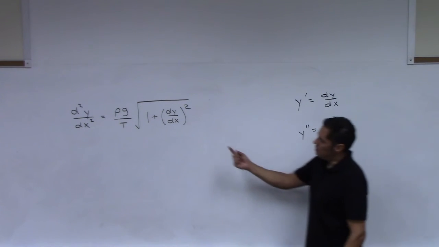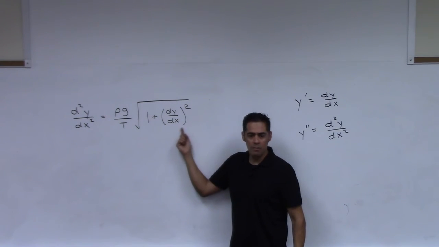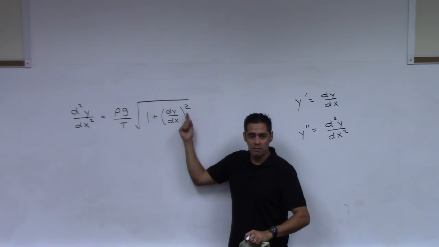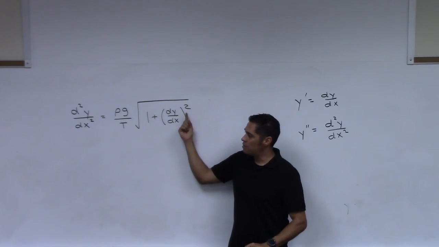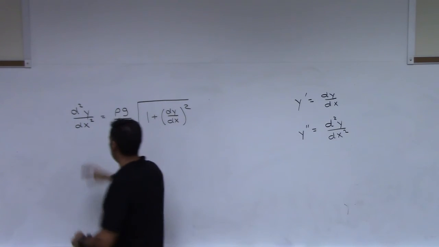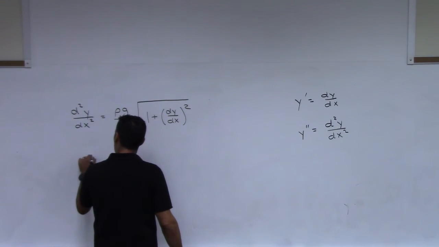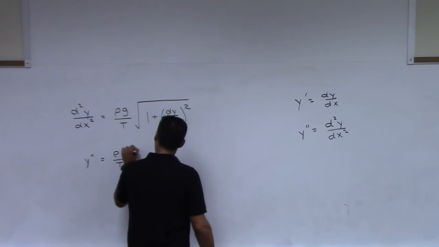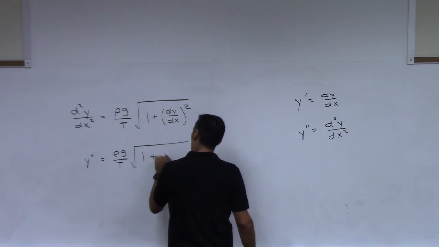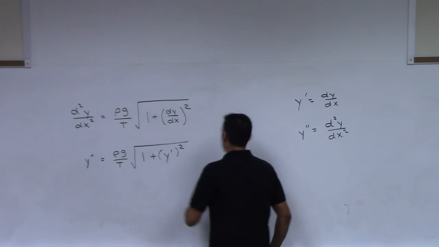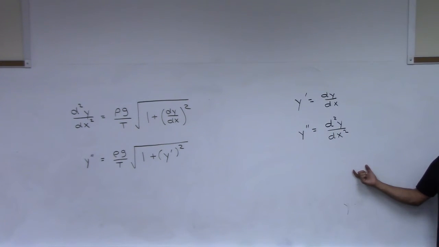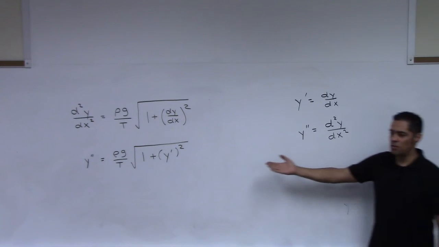And then what is this? The first derivative squared, right? That's what this is. So this differential equation is really saying something like this: y double prime equals some constant over constant times the square root of 1 plus y prime squared. So it's a lot more complicated than that one I just put up here, right? So what's the solution to this?